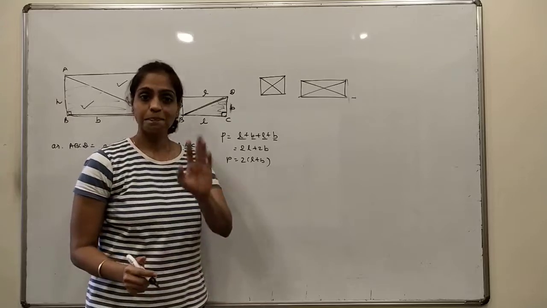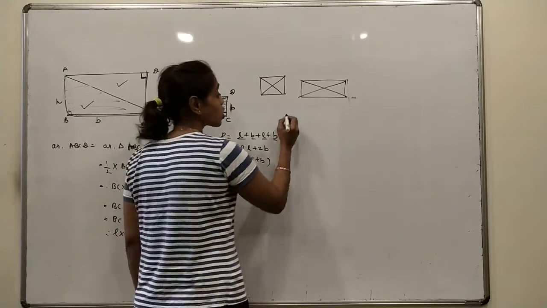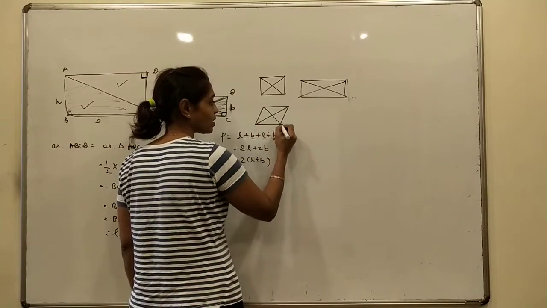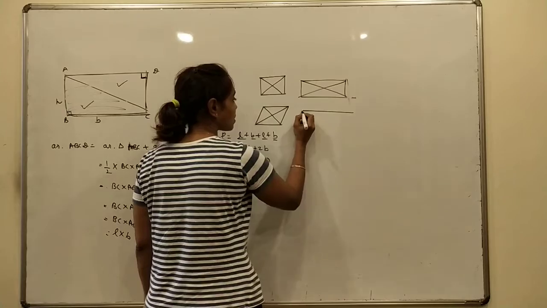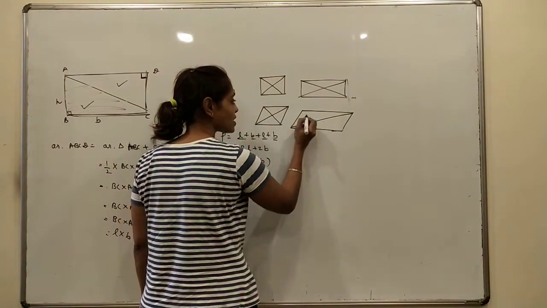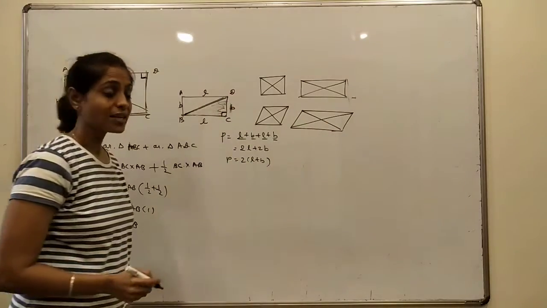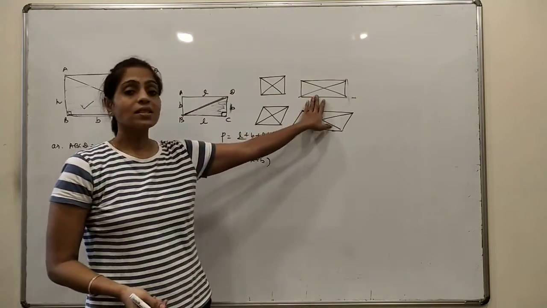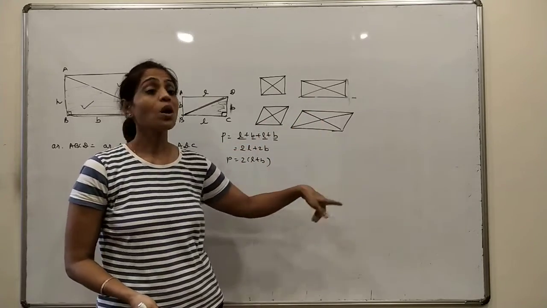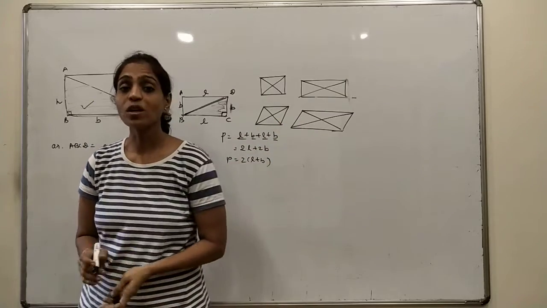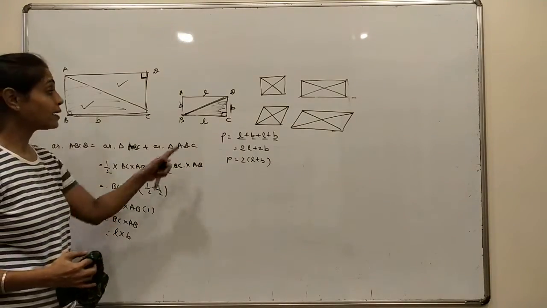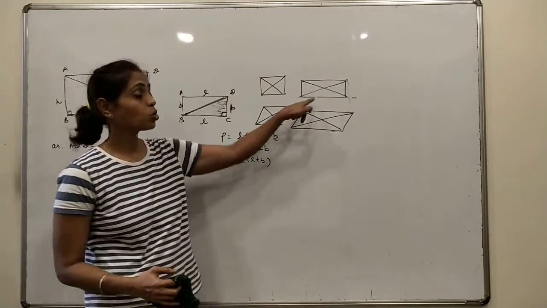But in a rhombus, one diagonal is greater, another diagonal is smaller. And in a parallelogram also, one diagonal is greater than the other. Right? So, square and rectangle diagonals are equal, while in rhombus and parallelogram, one diagonal is greater and the other is smaller. Diagonals are not the same. Here, in a rectangle, both the diagonals are the same.